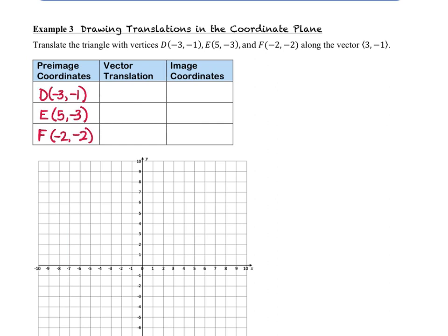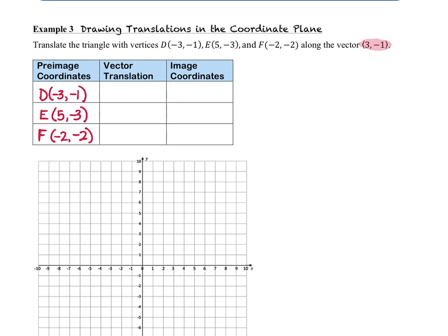The next thing that we want to do is write down the information that's going to help us that we are actually getting from this vector, this change that's taking place. And we're going to write it in such a way that it's easy to figure out exactly what the image coordinates are going to be from the pre-image and the change that the vector will create.